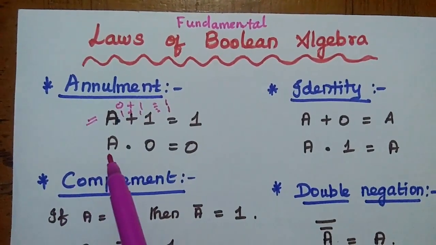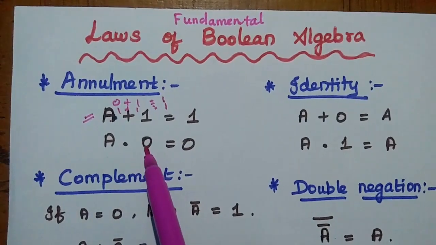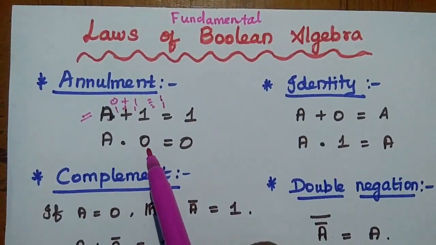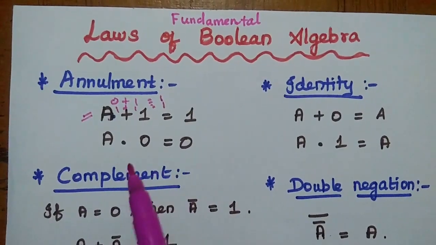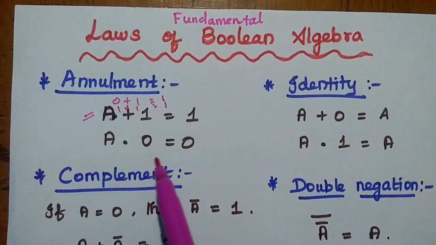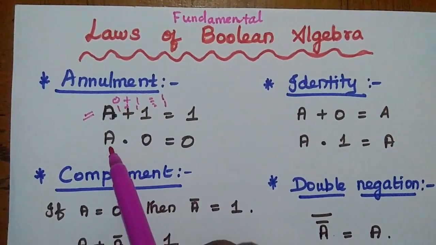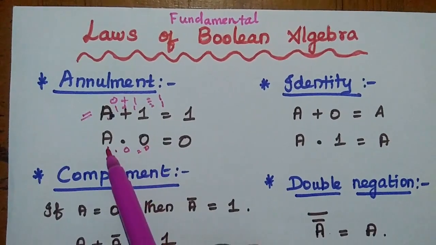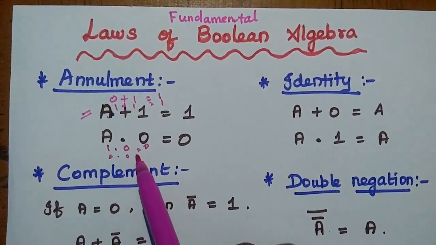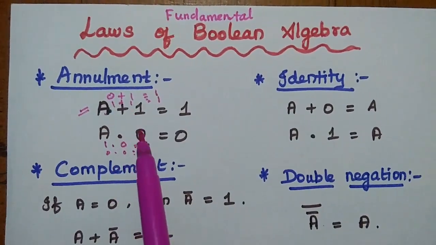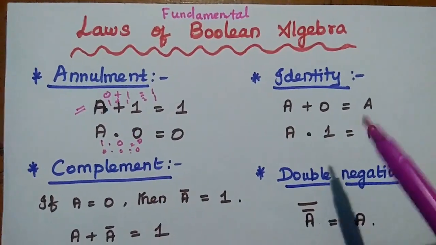Correct? So here in this product expression, A multiplied with 0 is equal to 0. As we know, any value multiplied with 0 is always 0. If A is equal to 1, 1 multiplied with 0 is equal to 0. If A is equal to 0, 0 into 0 is also 0. So these are very important expressions.